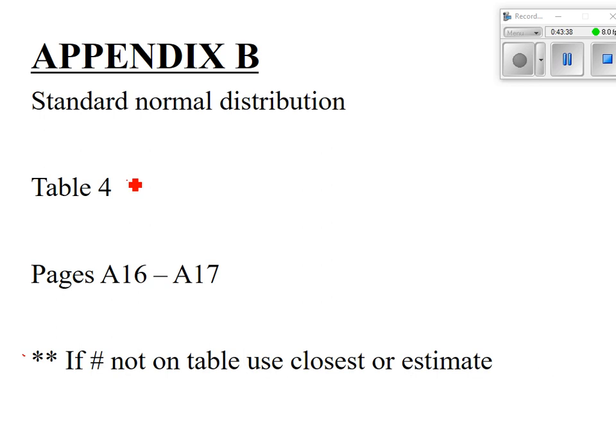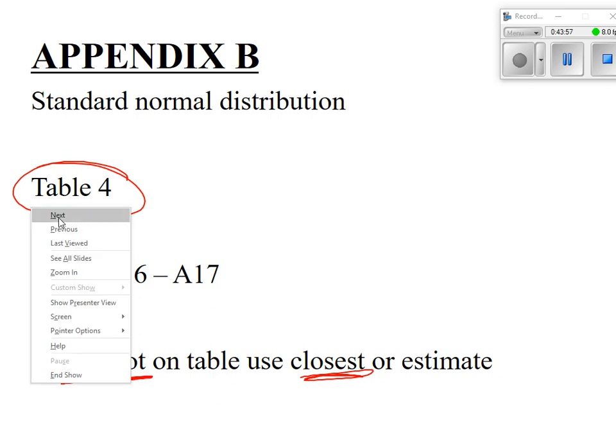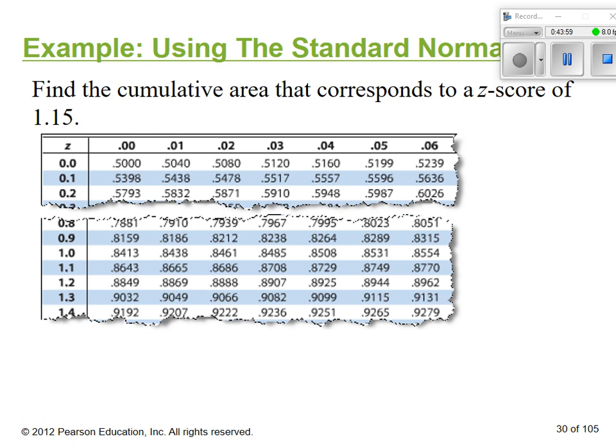That table, you have this table, and we're going to use it here in a second. If your number's not on the table, if we're doing something and the number's not on there, just get the closest or make an estimate, something close to it. And again, it looks like this. It's the first and second page of that packet that I handed out to you.